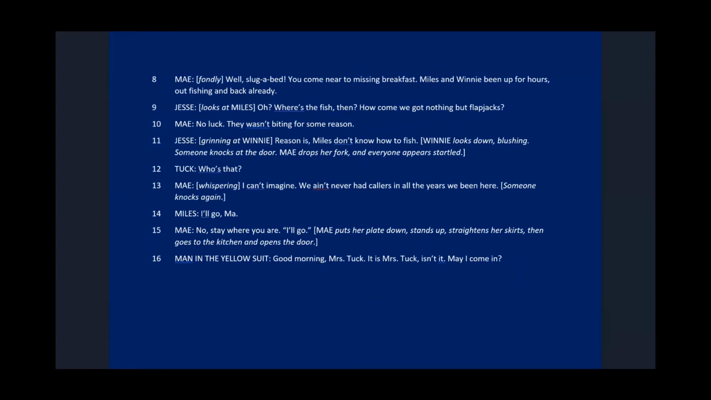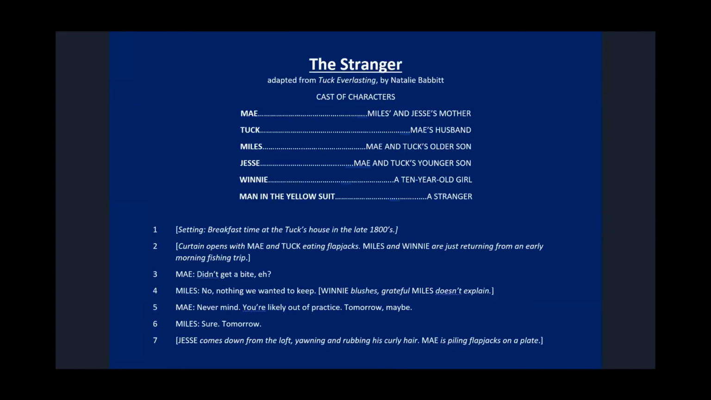All right, so you're back, right? All right, so let's look at this together. Hopefully you have your examples identified off of our list of elements that maybe you copied down, right? I am going to think about which ones were on there. So the first one for me is setting. Is setting present in this example? Yes, I see it right here. The setting is breakfast time at the Tuck's house in the late 1800s. Right? It says it's the setting. That's perfectly fine.